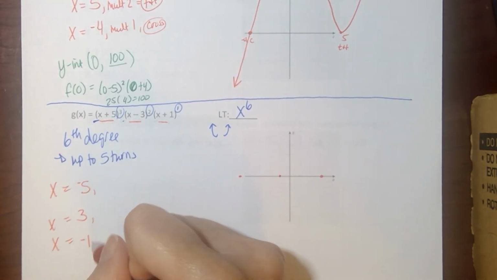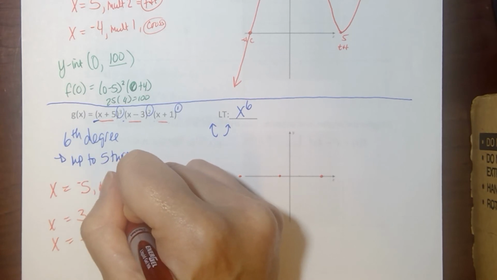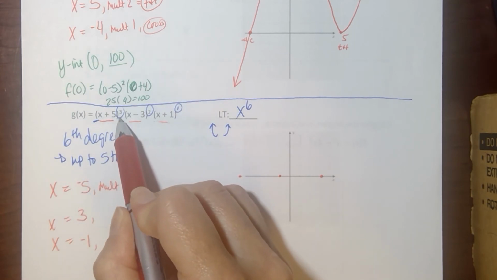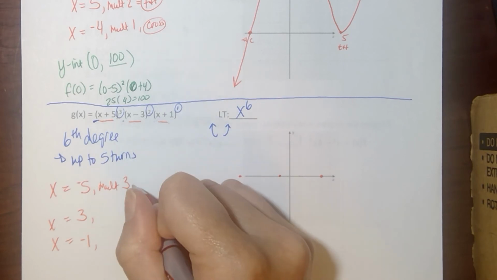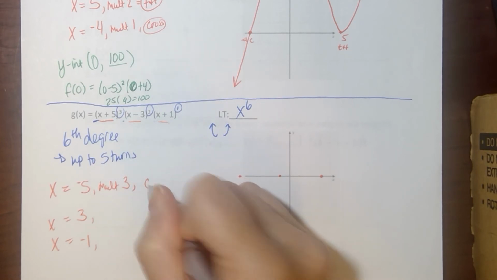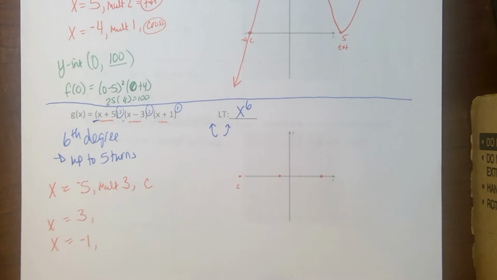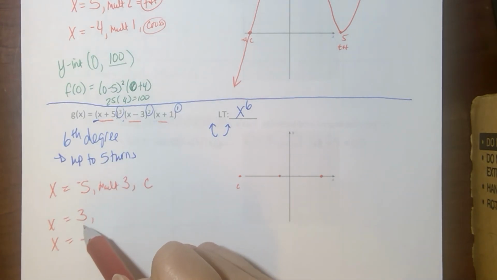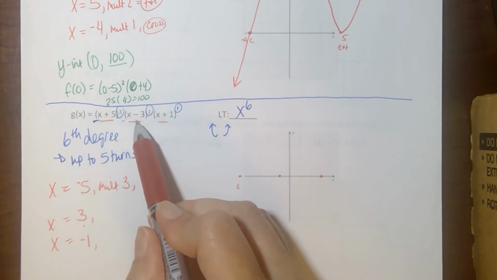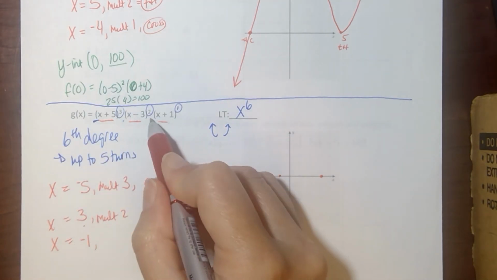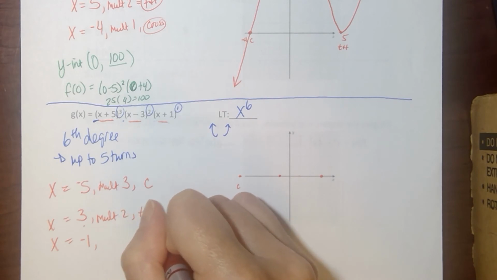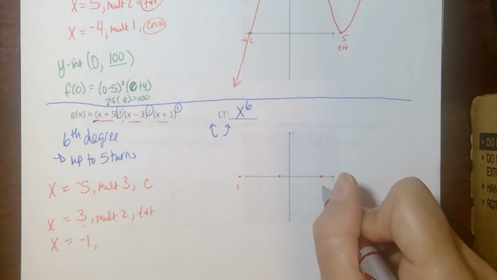Now I need to know what happens at each of those x-intercepts. So I'm going to look at the multiplicity. The multiplicity at -5 is 3 because that's the exponent. It's an odd multiplicity, so the graph is going to cross the x-axis at that location. My root at 3 has multiplicity 2. That's the exponent, which is even. So at that value, the graph is going to touch and turn.